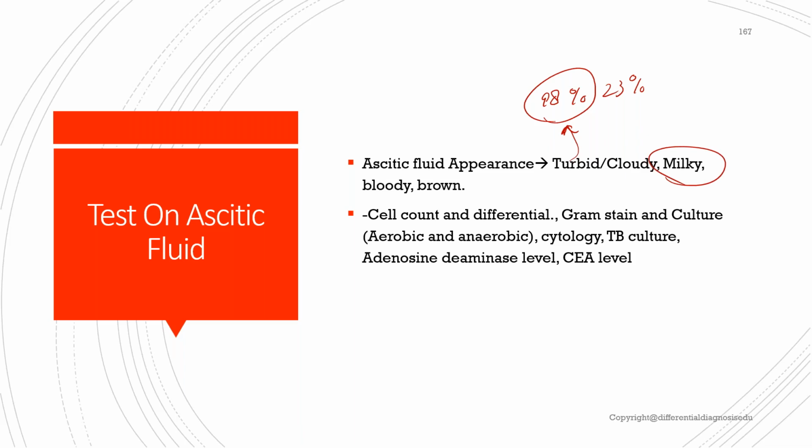If it is looking milky, think about chylous fluid; check the triglyceride level. It's most commonly related to malignancy. If it is looking bloody, common in malignancy like hepatocellular carcinoma. If it is looking brown, think about a jaundiced patient, especially if the bilirubin concentration is high. Also think about gallbladder rupture or perforated duodenal ulcer in the right clinical situation.